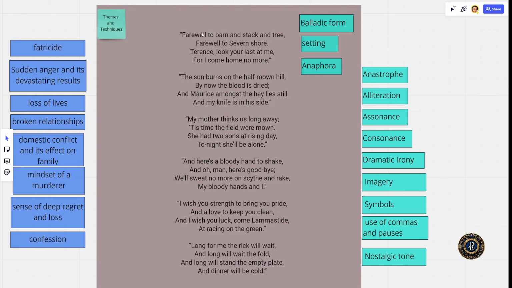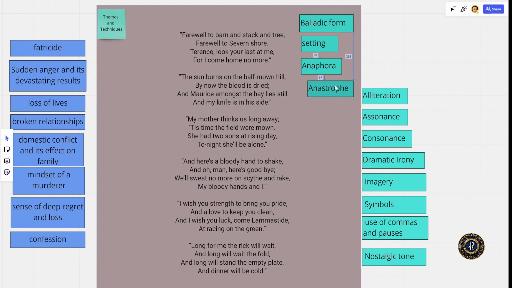Here "farewell" is repeated. It's an example of anaphora. And then once again in this stanza "and" is repeated, even in this one, and once again repeated. And in the last stanza "and" is repeated in these three lines. So why is that? Now the writer is unable to articulate his feelings, express his emotions, because he is in a very confused state of mind after killing his own brother.